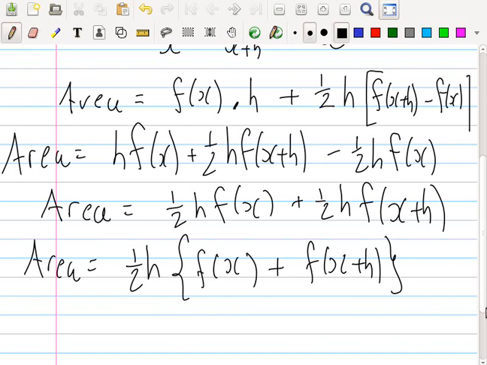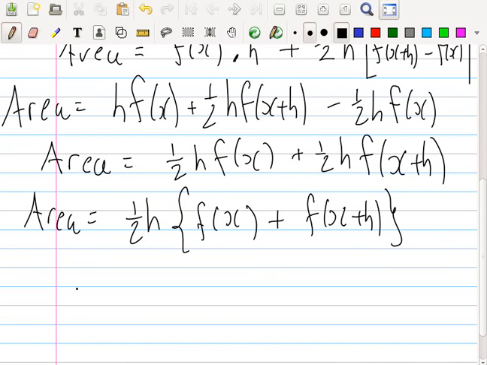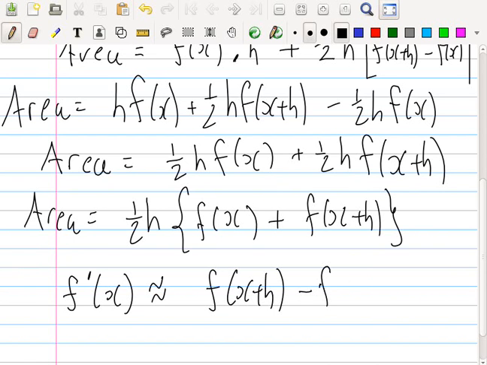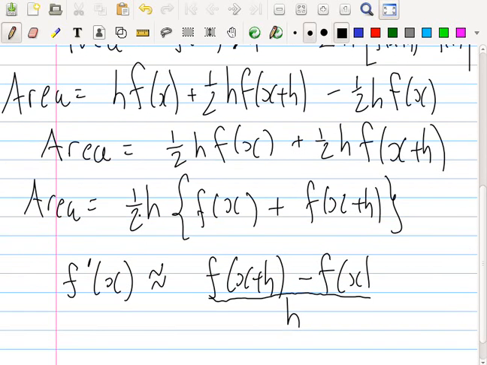Now, remember, the derivative is roughly f of x plus h minus f of x, all over h. Do you remember this? If you remember that, you don't have to write it down, but you can write it down anyway.